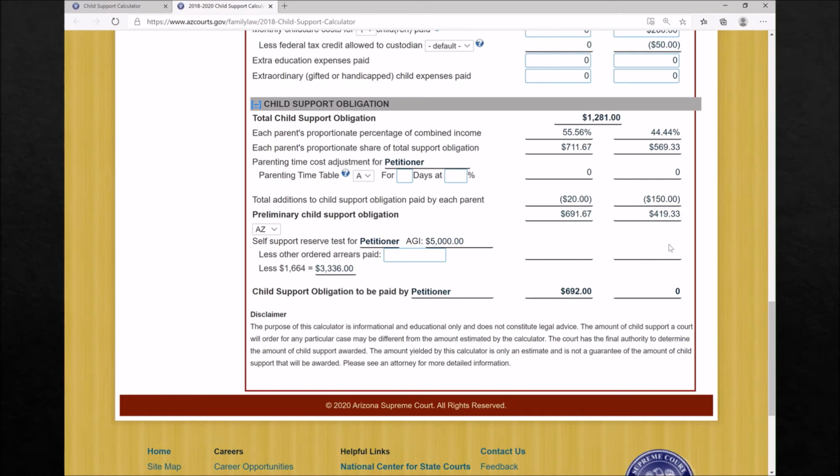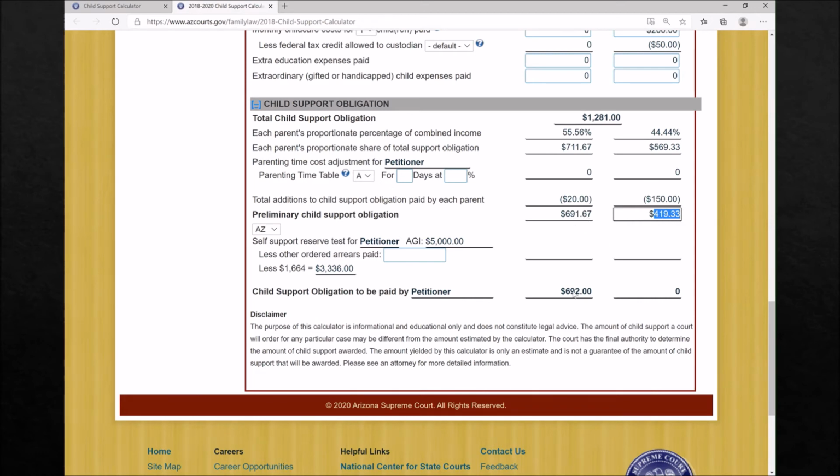Now, what this tells us is the mother's part of the obligation, after giving her all the credits and adding up all the expenses, is $419, and the father's is $692. Since the child lives primarily with the mother, it is expected that the mother is paying all the basic living expenses and all that, which means that the mother, whose obligation is only $419, is actually paying for both of them.